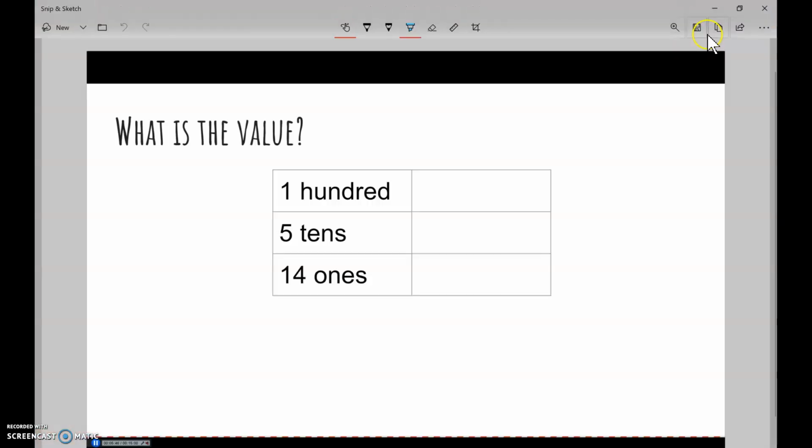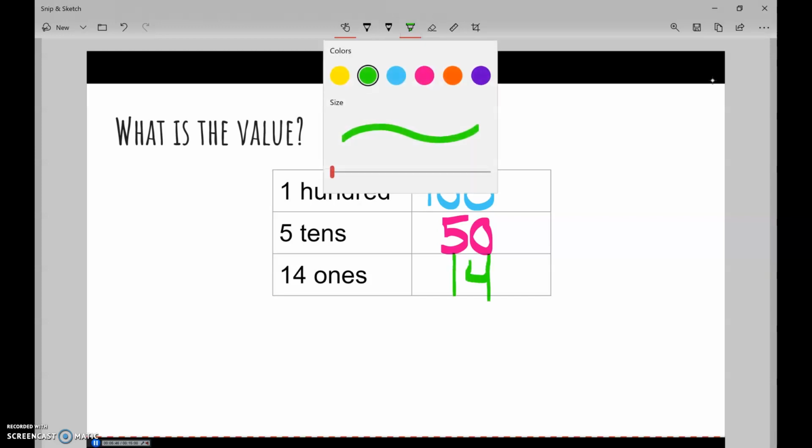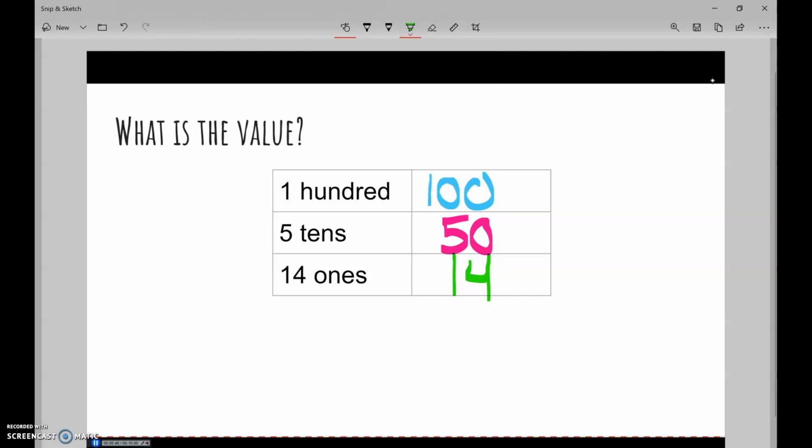I'm gonna have Tuesday starting. Okay, so again, I could draw it, or I could write the value. This is 100. 5 tens is 50. 14 ones is still 14. So I had a picture here. I could add them, but now I'm gonna draw my pictorial form.